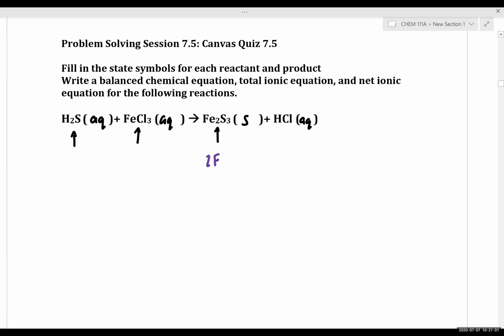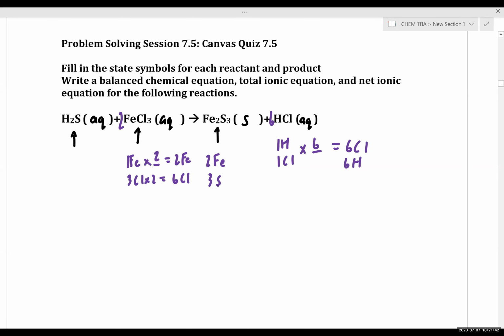So we have 2 irons on the right. We have 1 iron on the left. 1 times what would give us 2? 2, yep. Okay. So now we have 3 chlorine times 2, which gives us 6 chlorines. And if we have 1 hydrogen and 1 chlorine on the left, 1 times what would give us 6? 6, exactly.